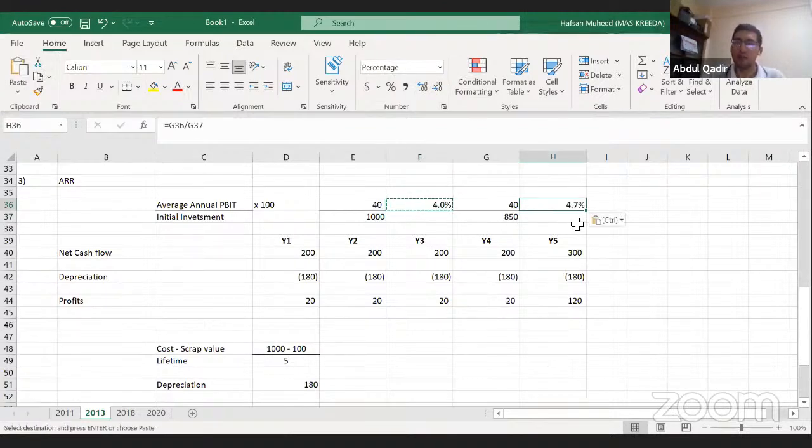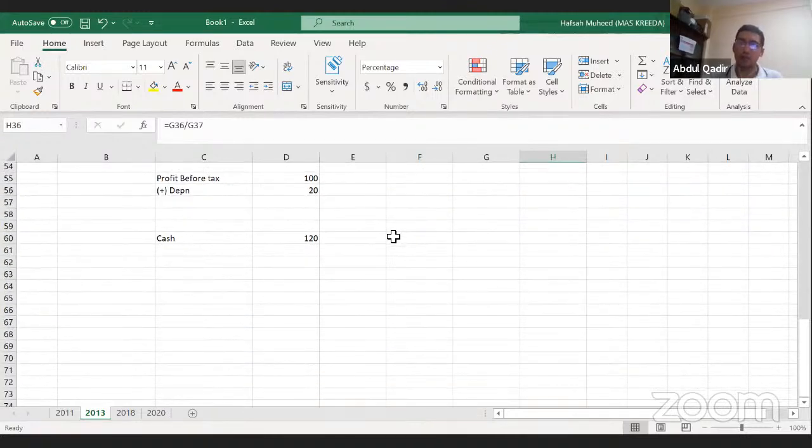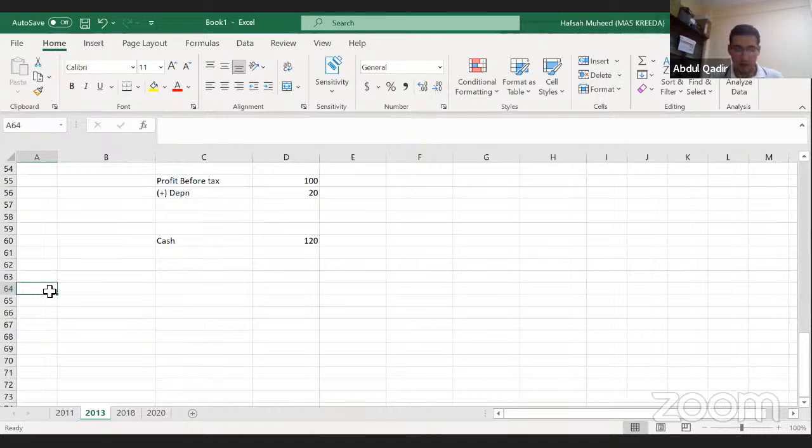Here also you can do the same. Here you will get 4.7. No problem in the difference in the answer. It's not wrong. It depends on what you have used, and marks were given for both of them, right? So I hope we are clear. Let's move on to the next question, right? If you all have any questions, please let me know, right?